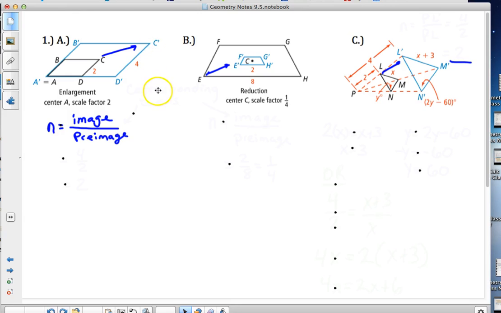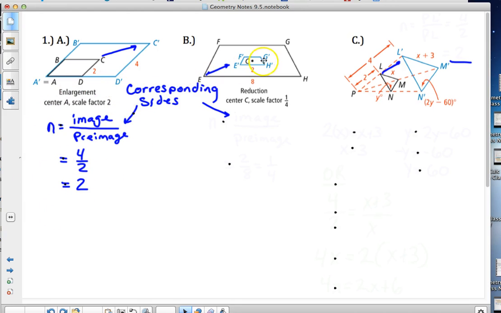That was my primes, and I'm talking about corresponding sides here, over the pre-image. Pre-image is 2, image is 4. What's 4 divided by 2? Well, it's 2. So I've got an enlargement with a center A, so A was the center of my enlargement, and my scale factor is 2, and this is how we get my 2.